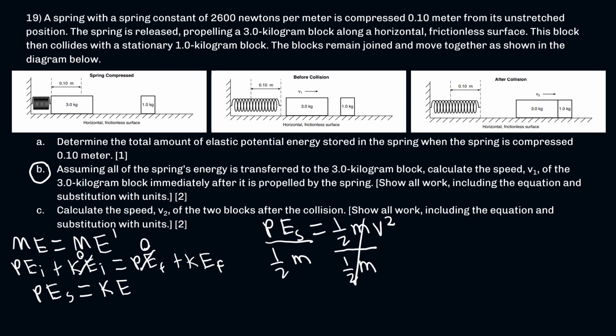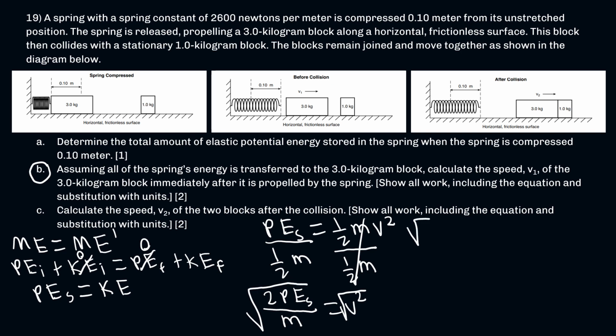So PES over the mass. To divide anything by 1 over something, you usually multiply it. So I have 2 times the potential energy of the spring over the mass of the object is equal to V squared. Last part here, I have the velocity as a squared factor, so do the opposite of that and take the square root of it on both sides of the equation.